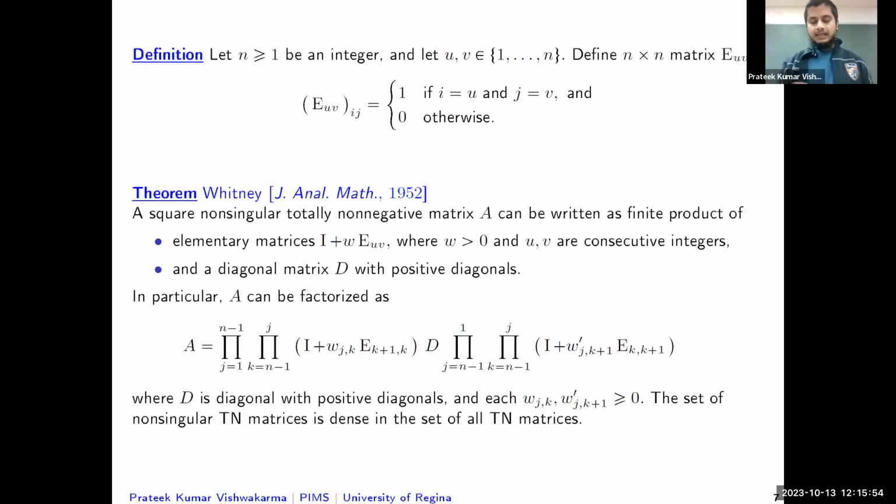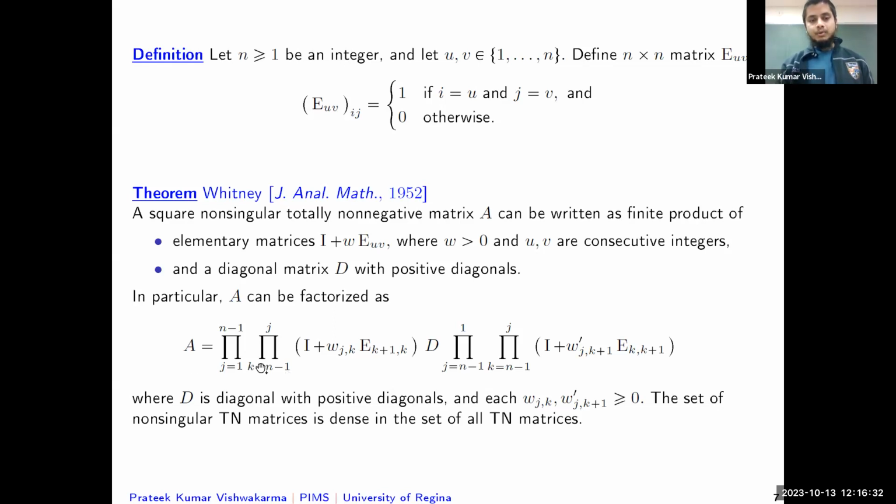So now, using this factorization, how do we draw the planar network corresponding to any invertible PN matrix A? If you look here, these elementary factors, identity plus some non-negative real number times the elementary matrix E_UV, the planar network corresponding to these factors is not very difficult to draw. And once we know how to draw the planar network corresponding to each of these factors, using the Cauchy-Binet formula, we can draw the planar network corresponding to A.